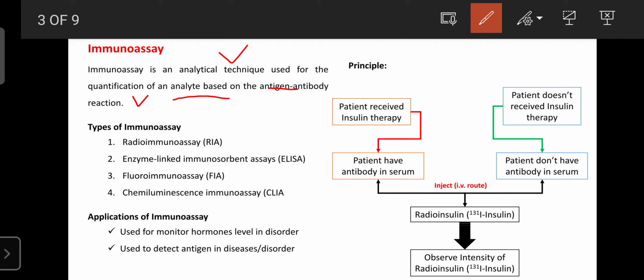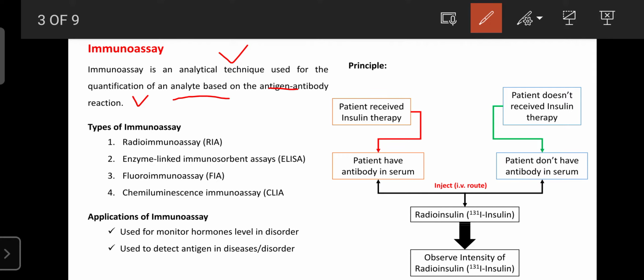It means the immunoassay not only identifies the presence of antigens, it also estimates how much quantity is present in the body by initiating the antigen antibody reaction. That's why the immunoassay is commonly employed for the determination of endocrine disorders or diseases.